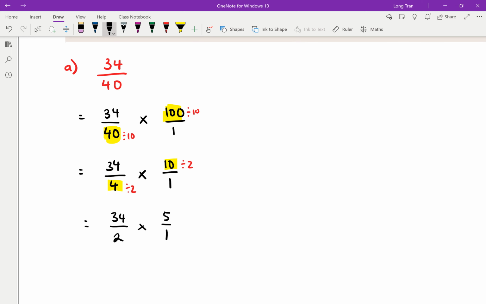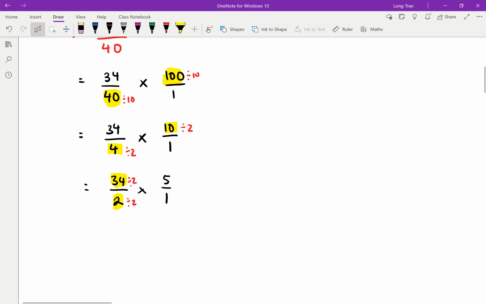But I can still see another number that I can simplify further. 34 and 2. 34 and 2. Both of these, top and bottom, they're both even numbers there. Remember, you can't simplify both bottoms or both tops, so you have to simplify top and bottom. So here I've got 34 and 2, and they're both even numbers again. So I can now, again, divide this by 2, divide this by 2, and this now becomes, how many 2's in 34? 17, very good. So half of 34 is 17.